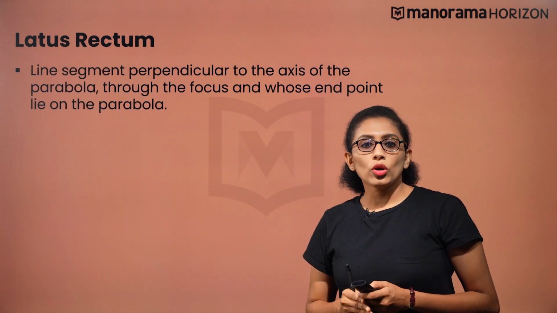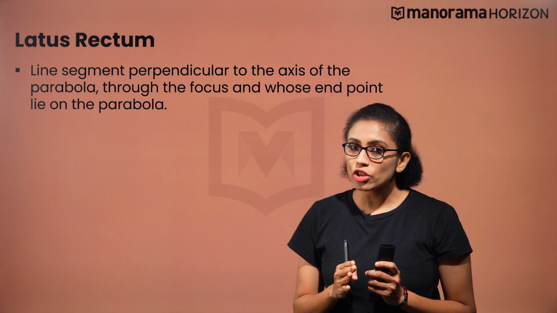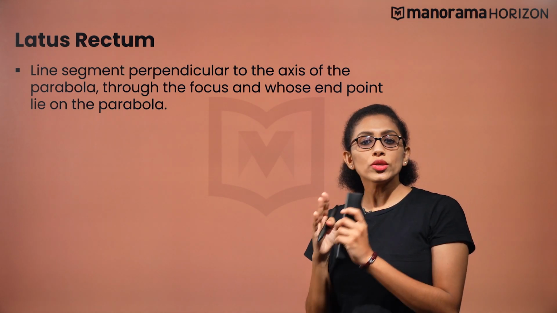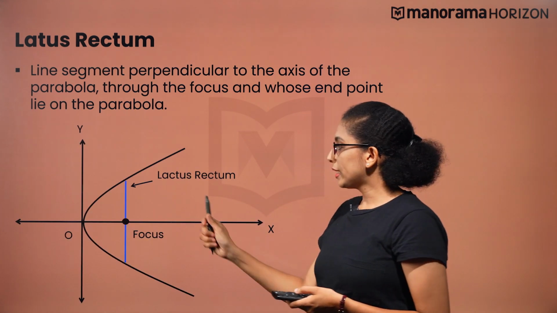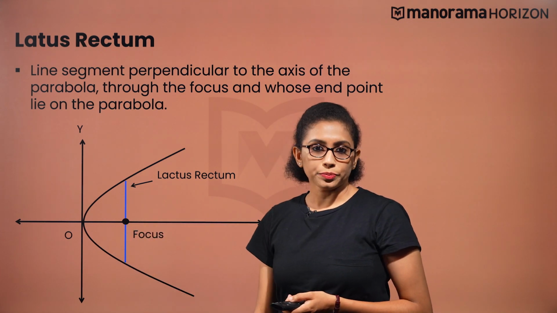Now, let's look into the next concept, that is the latus rectum. The latus rectum of a parabola is a line segment perpendicular to the axis of the parabola. It passes through the focus and its endpoints lie on the parabola. Here is a diagram. This is a latus rectum.